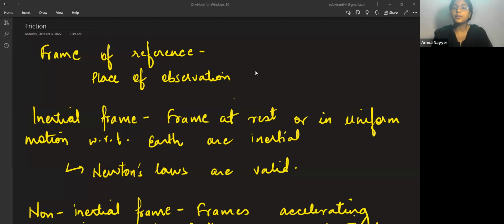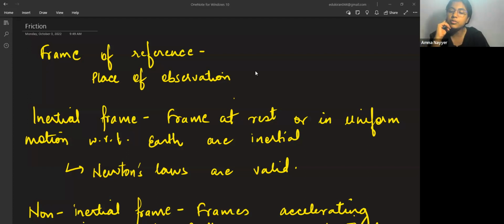Fine. So inertial frame and non-inertial frame, we have two types of frames. For non-inertial frames, you have a separate force which we call the pseudo force. That we'll talk about separately. But the basic differences between inertial and non-inertial frames you should know.